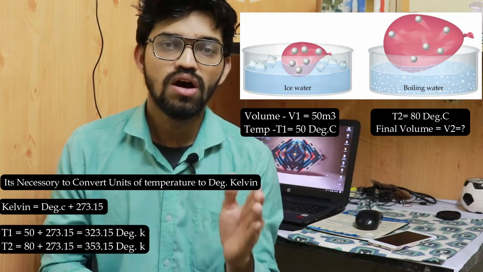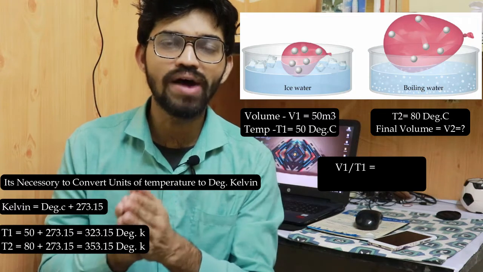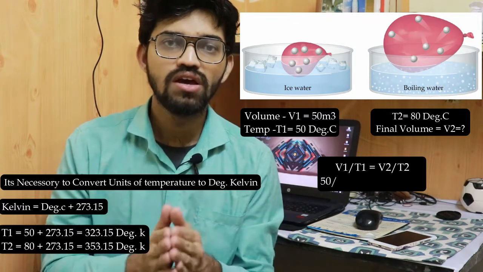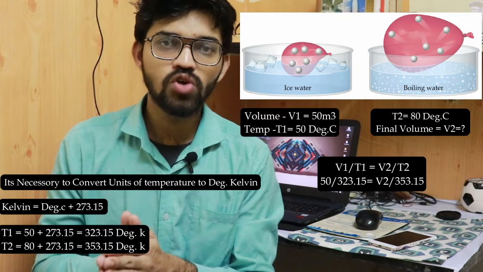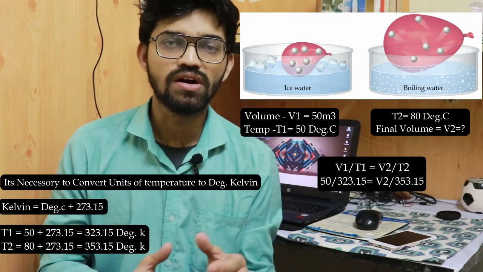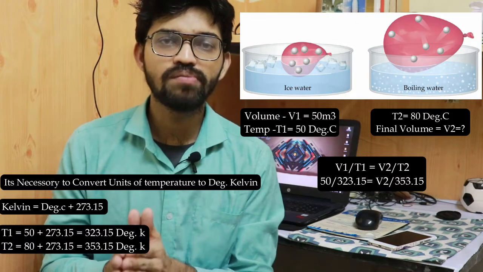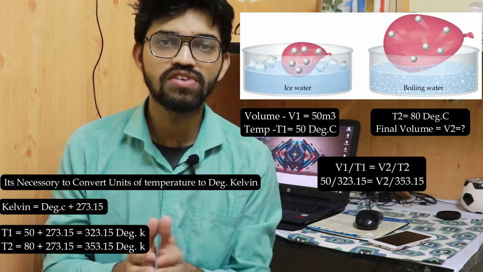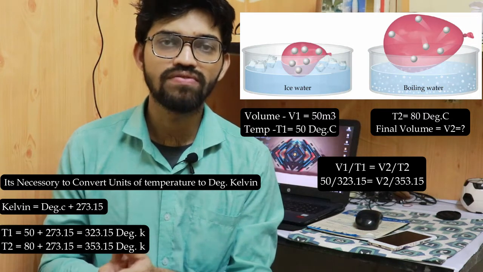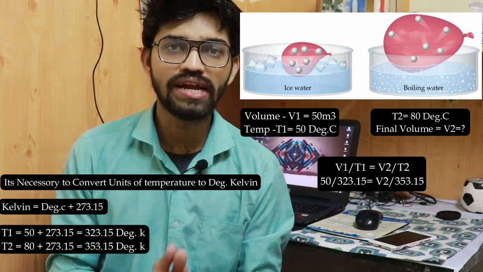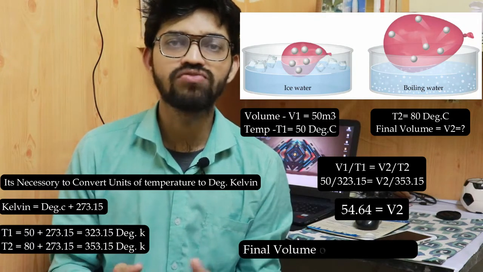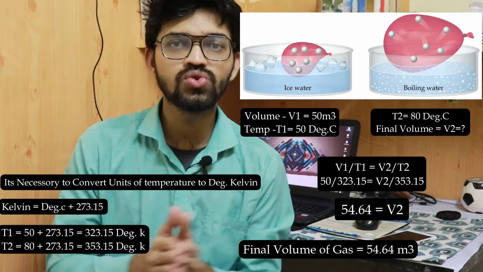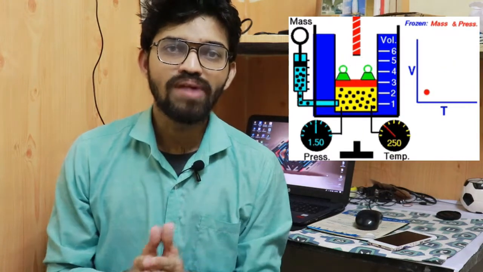Now let's apply Charles's law. The equation will be V1 by T1 equals V2 by T2. So V1 is 50 divided by T1, 323.15, equals V2, the final volume, which is not known and which we need to find, divided by T2, which is 353.15. After solving this problem, we get a value of V2 as 54.64. That is the final volume after increasing the temperature from 50 degrees Celsius to 80 degrees Celsius. So that was Charles's law, which is related to volume and temperature, by keeping the pressure constant.